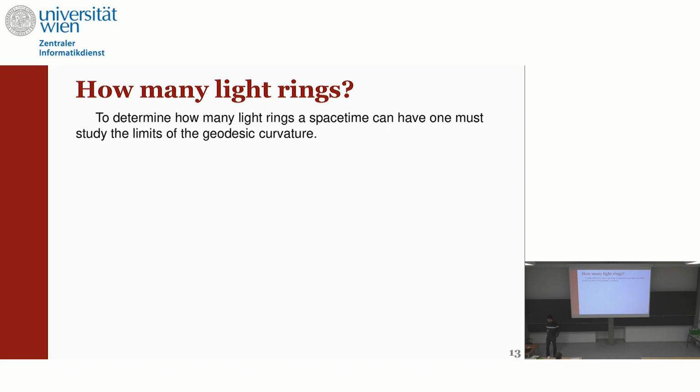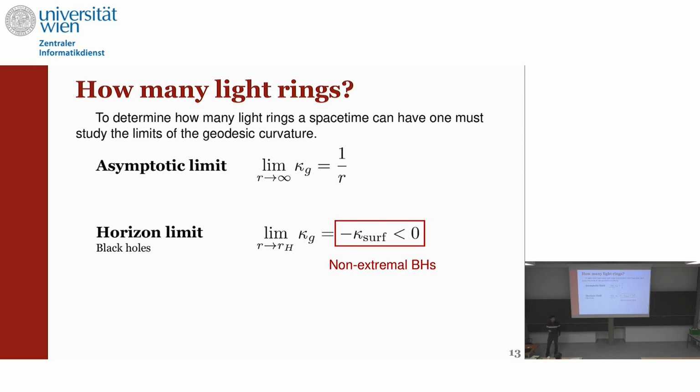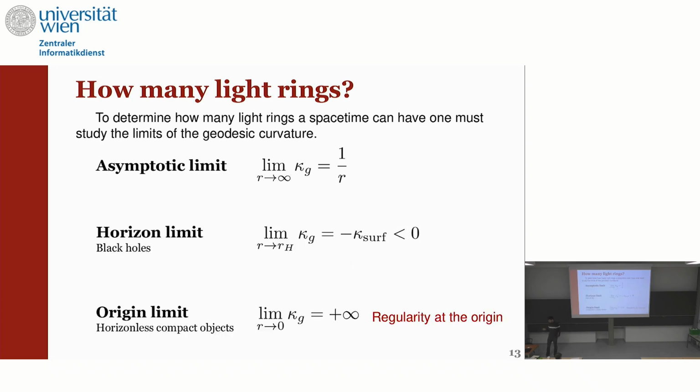And now we can use this information to determine how many light rings such a spacetime may have. If we consider the limits of the geodesic curvature, in the asymptotic limits we have the expected 1 over r behavior. And in the horizon limit, the geodesic curvature tends to the surface gravity of the black hole, which, since we are considering non-extremal black holes, will always be negative. And if we are considering horizonless compact objects, then regularity at the origin means that the geodesic curvature will diverge at the origin.